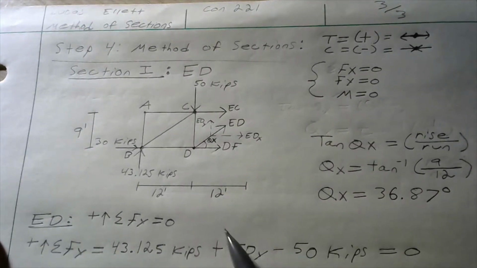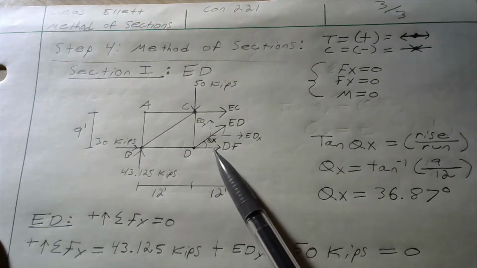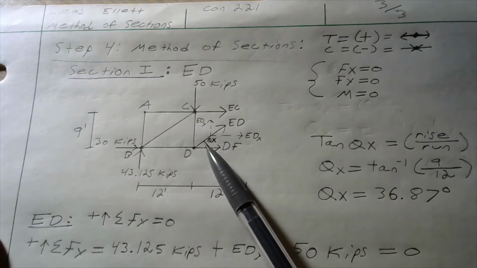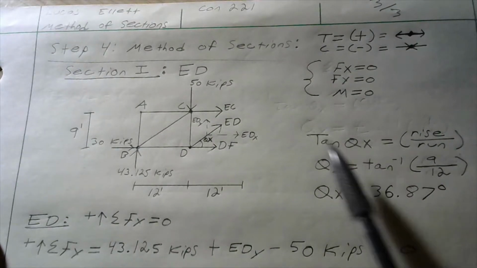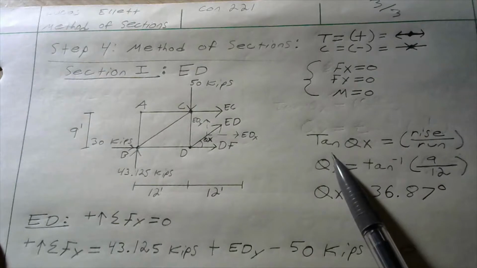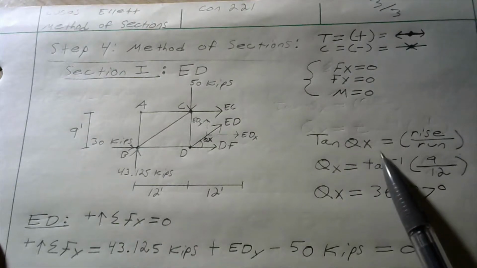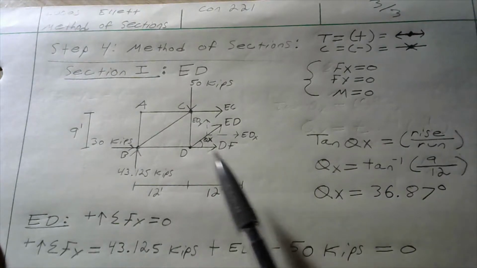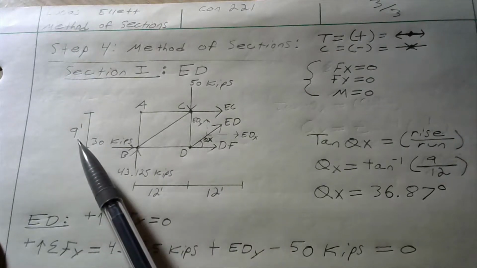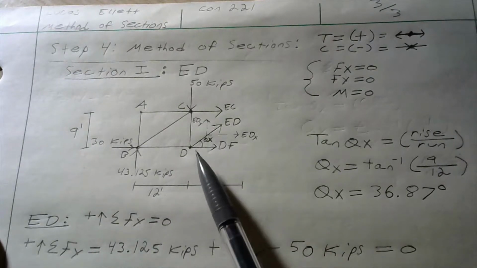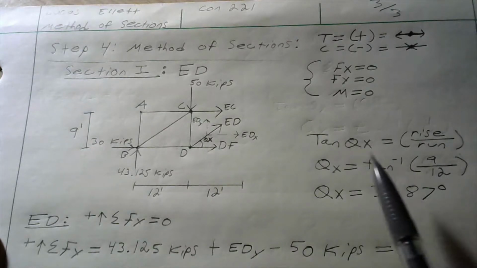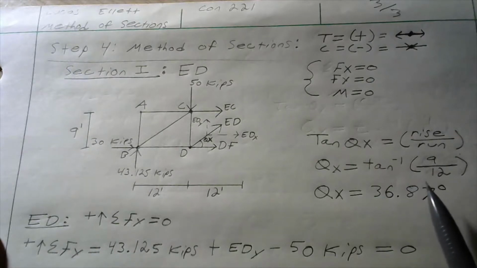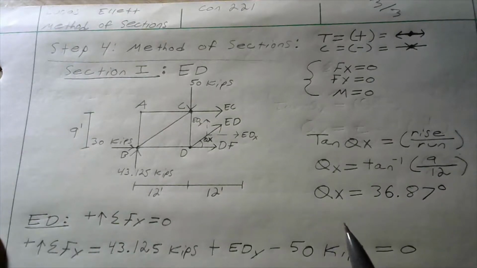And for EDy, you're going to need the angle that it goes at to find the y component. This is the formula right here to find this angle. It's going to be tangent theta x is equal to rise over run. ED rises 9 feet, and it runs 12 feet right here. So it's going to be tangent inverse 9 over 12. So theta x is 36.87 degrees.